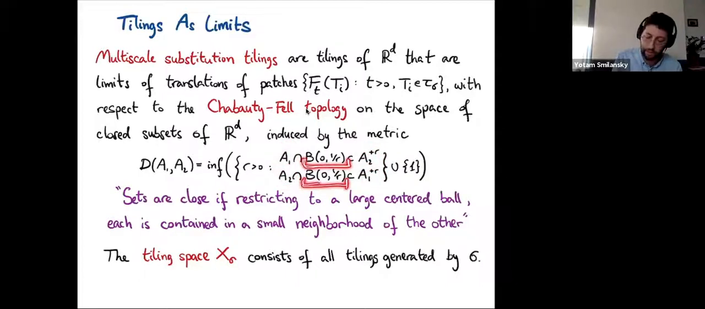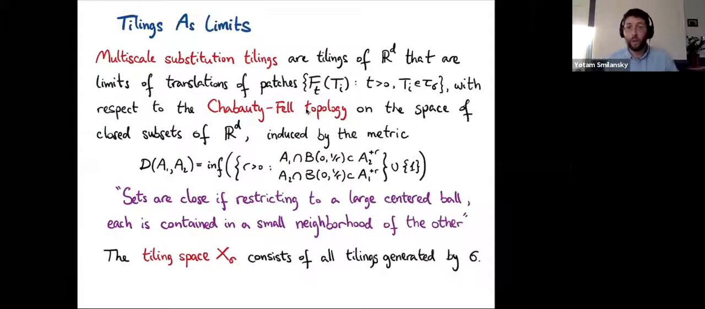Think of epsilon as something small, okay? So this defines a metric, and it's related, of course, to the Hausdorff metric. It's the Hausdorff metric restricted on balls, which makes the whole space a compact space, okay? And the tiling space, which consists of all the tilings that are generated by our substitution scheme sigma and the substitution flow as we define it, is a compact subspace of the closed sets. Okay, so we have not only a tiling of R^D, we have in fact a space of tilings of R^D.